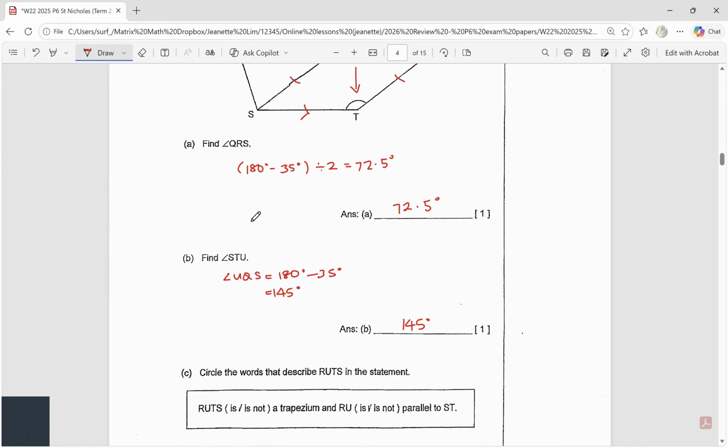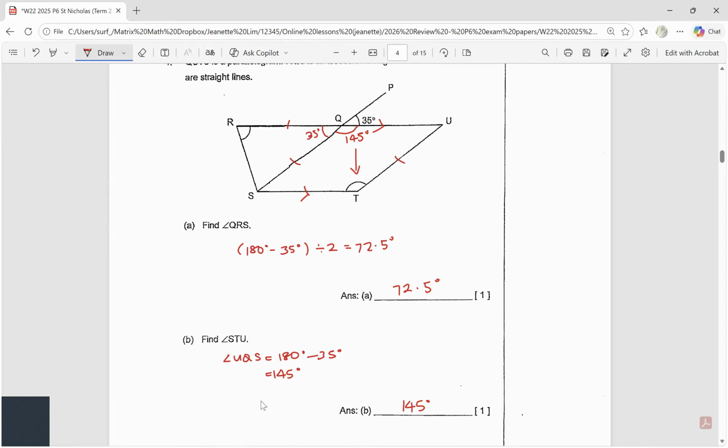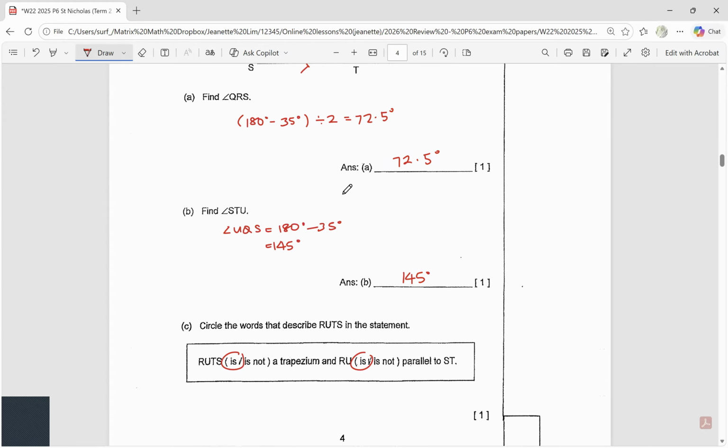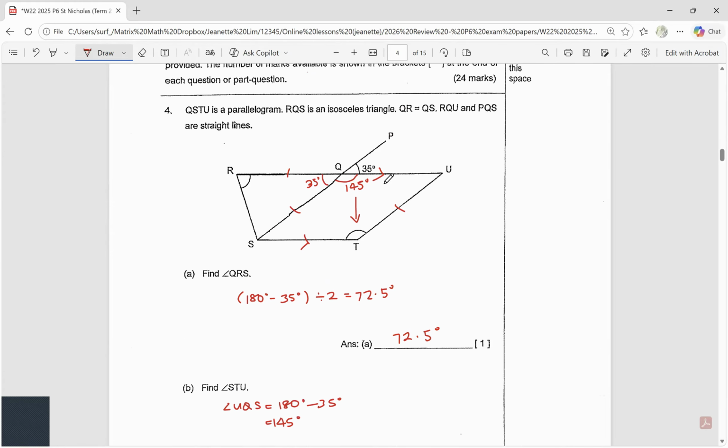All right, trapezium. So it is a trapezium because RU is parallel to ST. And this we know because of the parallelogram. They state that QSTU is a parallelogram. And since this is a straight line, so this whole line is parallel to ST.